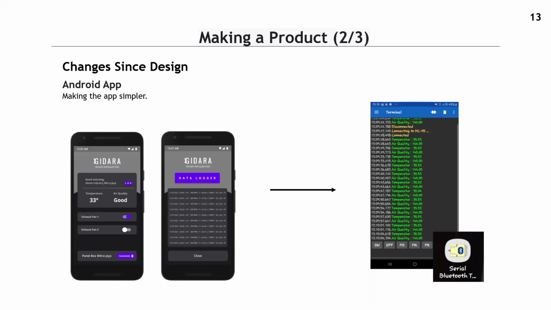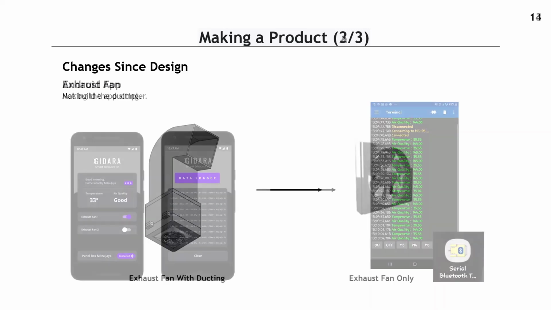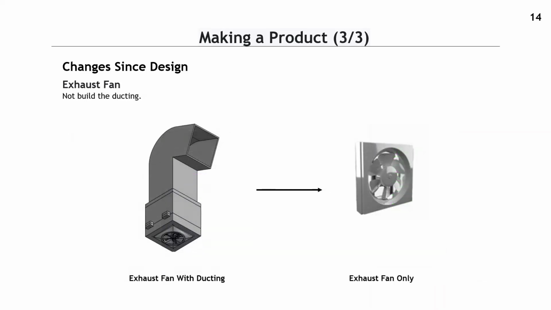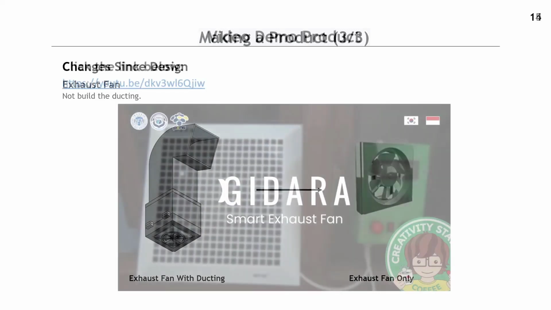Next, making a product 2. For the Android app, we are unable to develop the app exactly like the UI design. That's why we are going to use a serial Bluetooth terminal. And next, making a product 3, we are only going to make the exhaust fan, not with ducting, because the production of ducting takes more time.